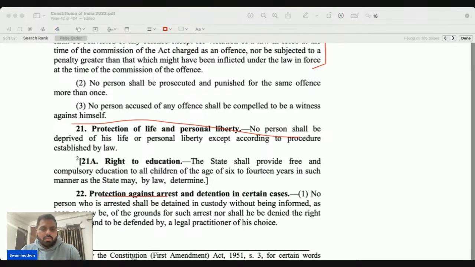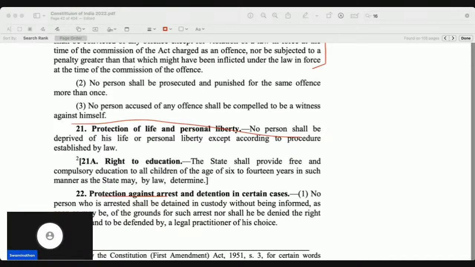no person shall be deprived of his life or personal liberty except according to the procedure established by law. This means what? Any person, firstly, it's not only applicable to citizens, it's applicable to both citizens as well as non-citizens. Secondly, it says no person shall be deprived of their life or personal liberty except as per procedure established by the law. Here there are two concepts.